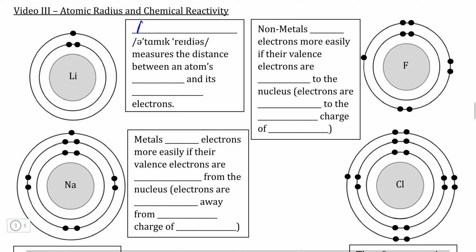For our final video in this series introducing chemical reactivity, we're going to look at the effect of something that we call atomic radius on the reactivity of metals as well as nonmetals.